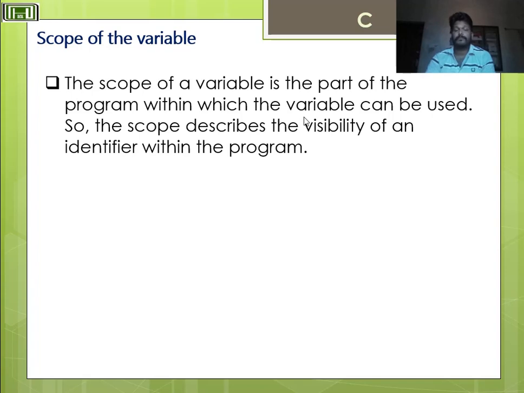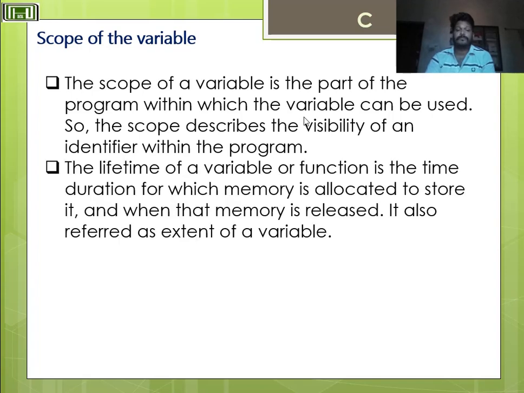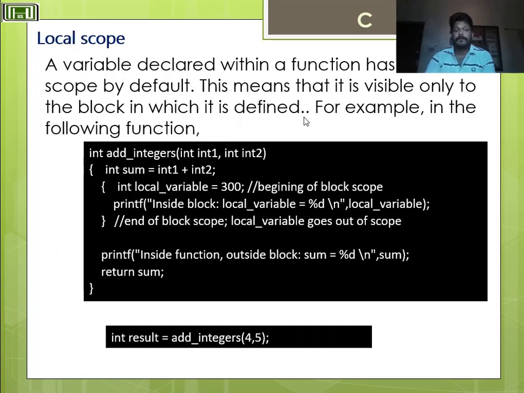Scope is the part of the program within which a variable can be used. So here is an example for a variable. You can classify scope into local scope and global scope. Local scope means the variable is usable in a local part, and global means the global part. A variable declared within a function has a local scope by default. So here is an example.